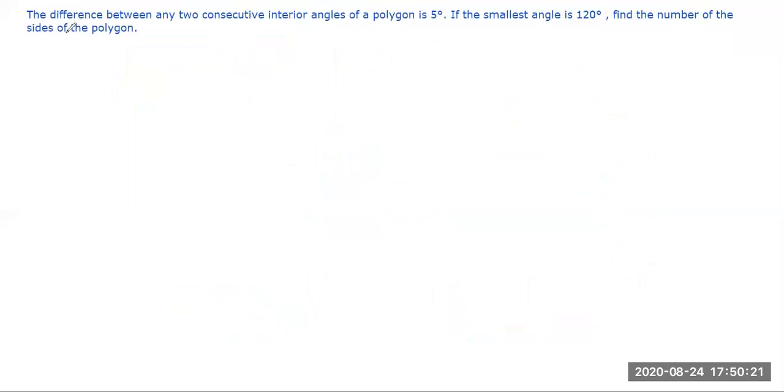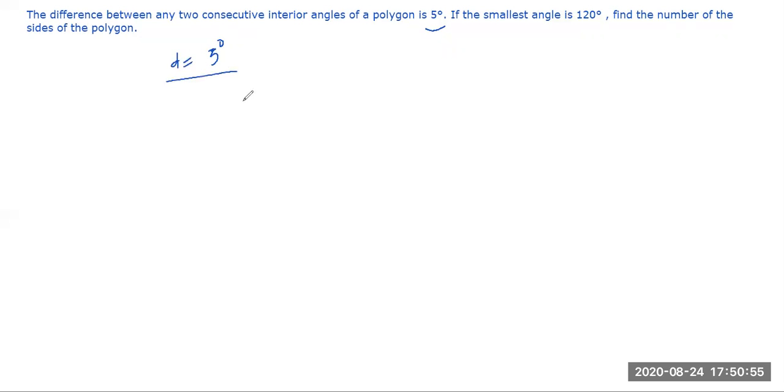He says, Ishma, the difference between two consecutive interior angles of a polygon is 5 degrees. So see, a polygon is basically n sides, any number of sides. I don't know how many sides. So it has so many angles. Maybe I've drawn it wrongly, I'm sorry. Polygon. So it says the difference between two consecutive interior angles is 5 degrees. So that means between every two interior angles, the difference is 5 degrees. So common sense says this is the common difference, d.